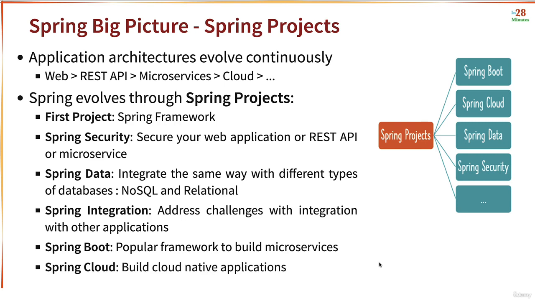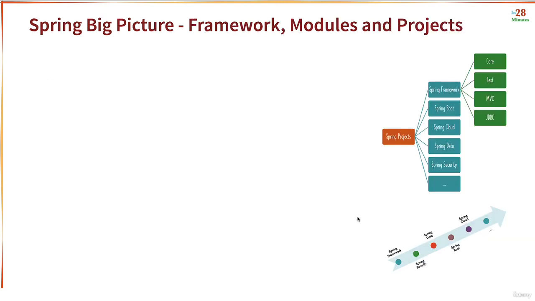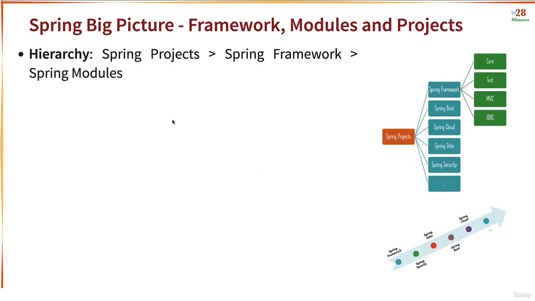And over a period of time, we evolved to the cloud. If you want to build Spring native applications, you can make use of a Spring project called Spring Cloud. So as you can see in here, architectures have continuously evolved, and Spring continues to evolve through a variety of Spring projects. So until now, we looked at this specific hierarchy.